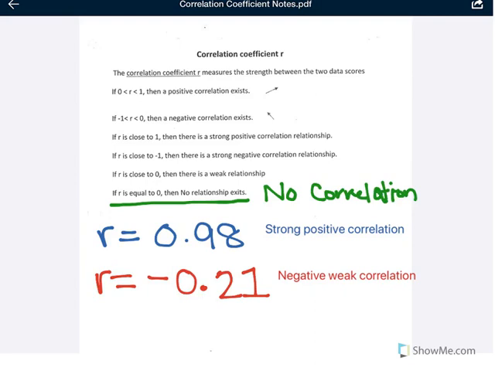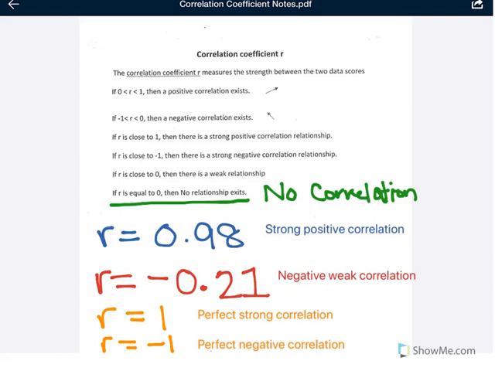And on the other end of the spectrum, if R equals 1, or if R equals -1, then that would be a perfect correlation, either perfect strong correlation for R equal to 1, or a perfect negative correlation if R equals -1. And what that scatter plot would look like, it would be a perfect straight line with those dots lining up ever so perfectly.